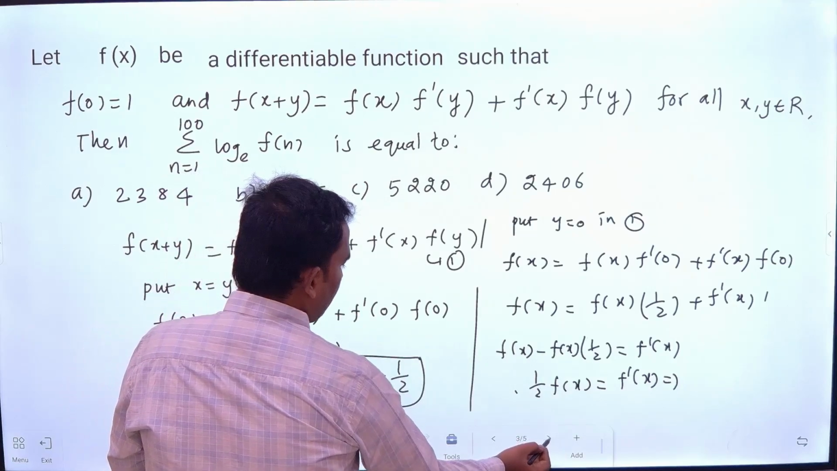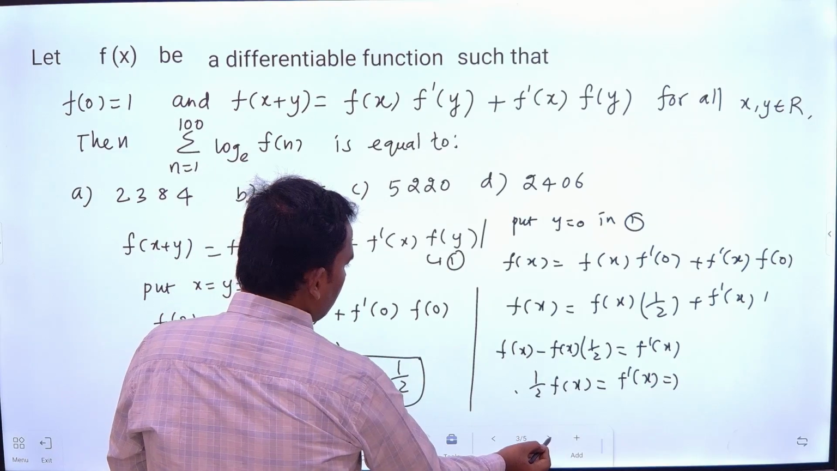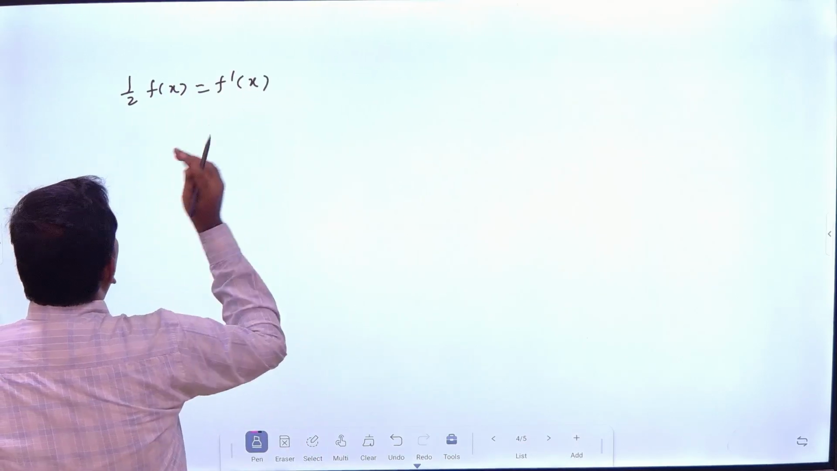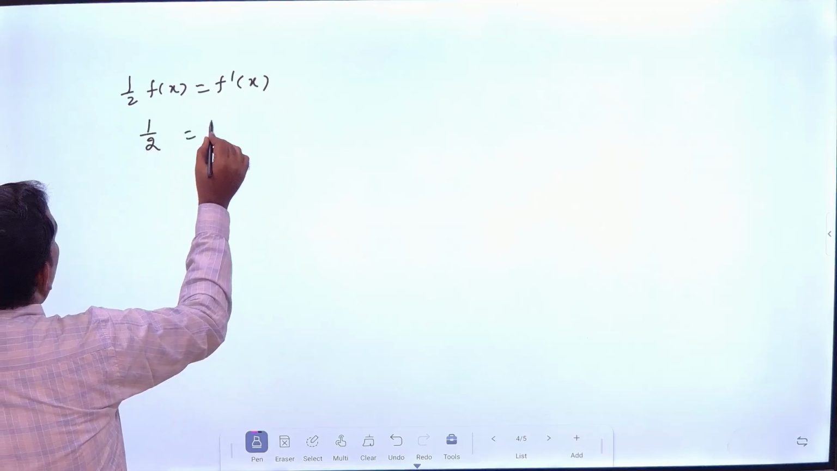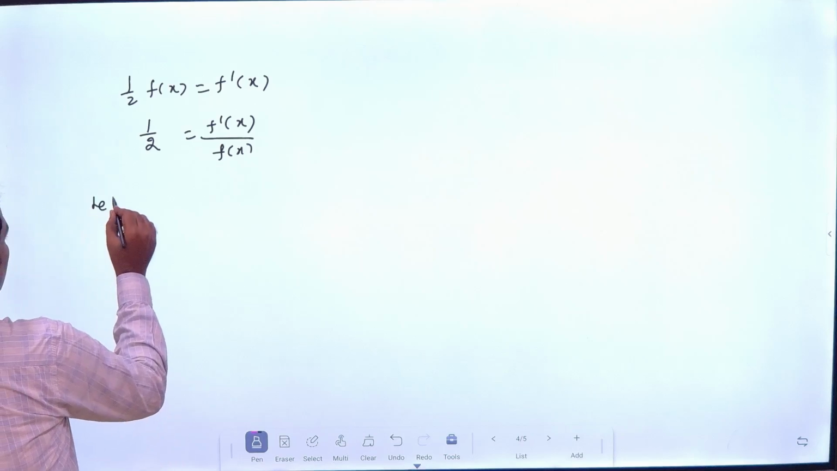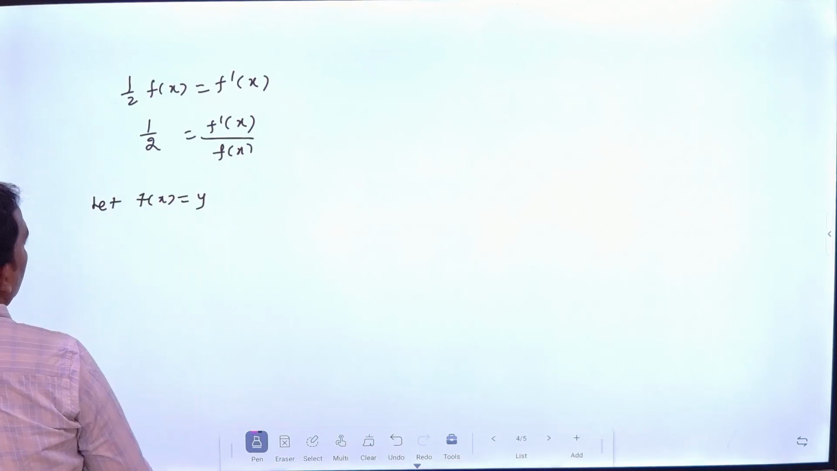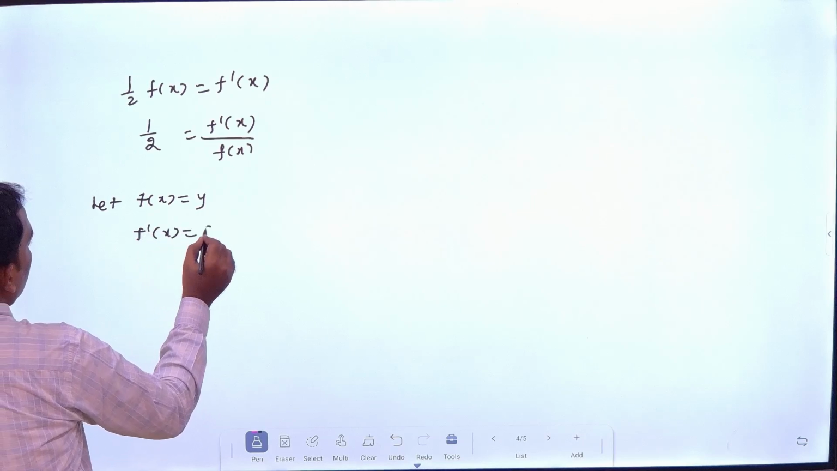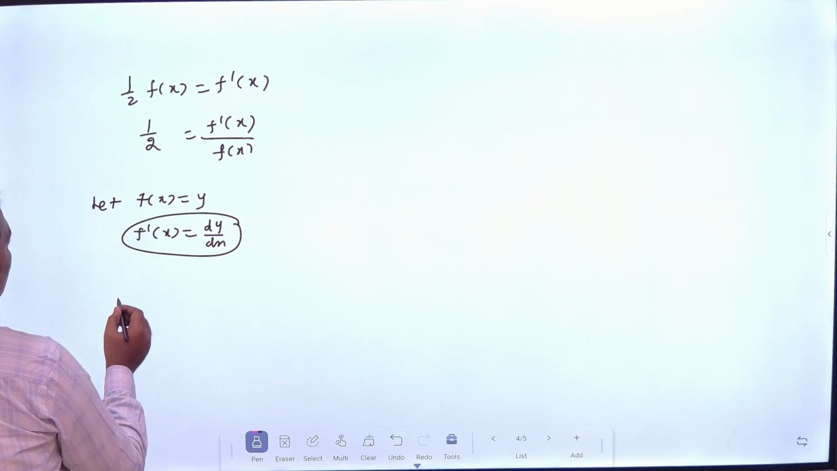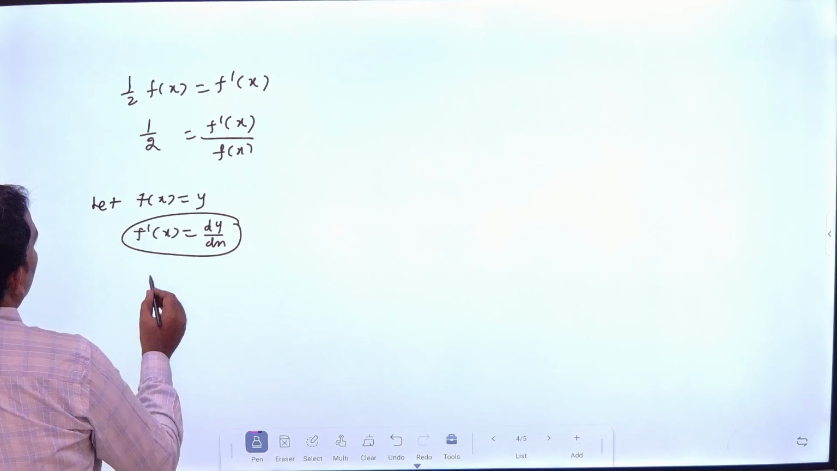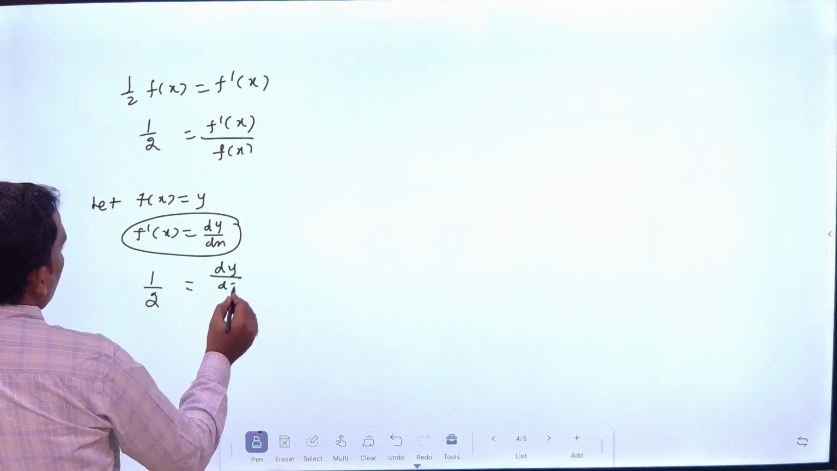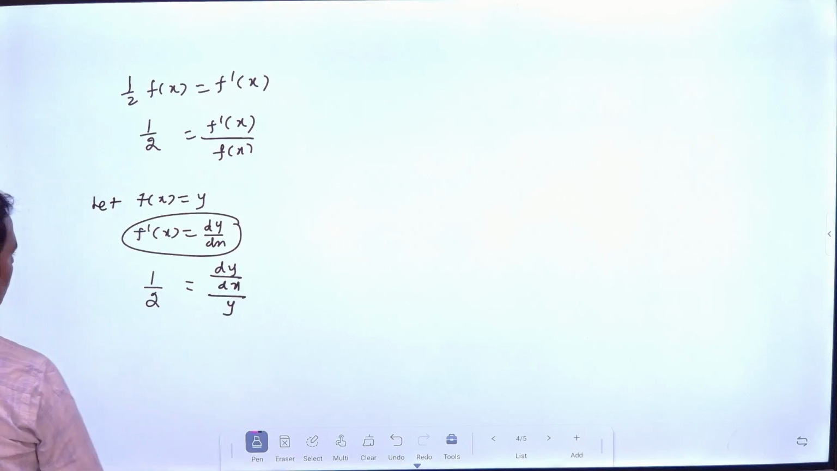Okay, you can see here, I will choose another page. So half times f of x equal to f dash of x, right? So half is equal to what? F dash of x by f of x. Clear? Let me take f of x equal to y. So f dash of x, how to write? dy by dx, right? So now replace here. Half times, this is dy by dx into y, right? Understood?